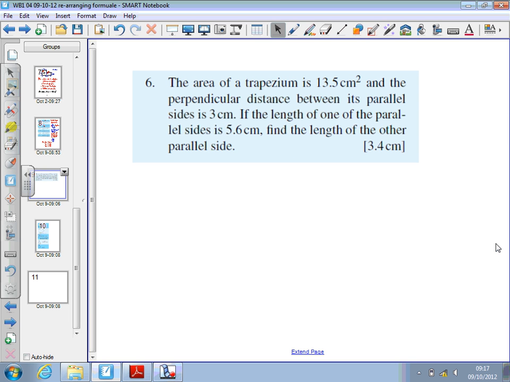So, exercise 70, question number 6. Let's just have a look at this particular one as an example of how you might set out the problem and use the formula that's involved here.